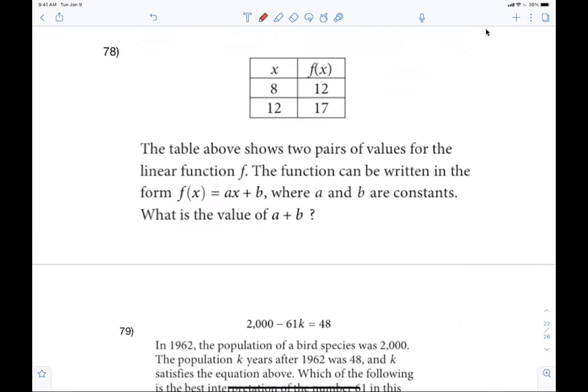All right, let me give you a minute. I'm going to pause. I want everybody to calculate this real quick. All right, so tell me the slope is what? 5 over 4. Now what?